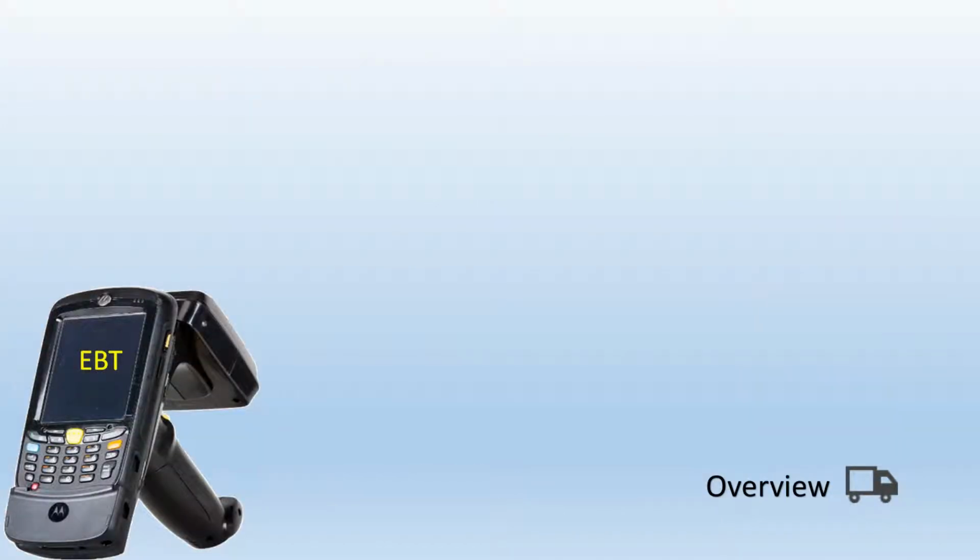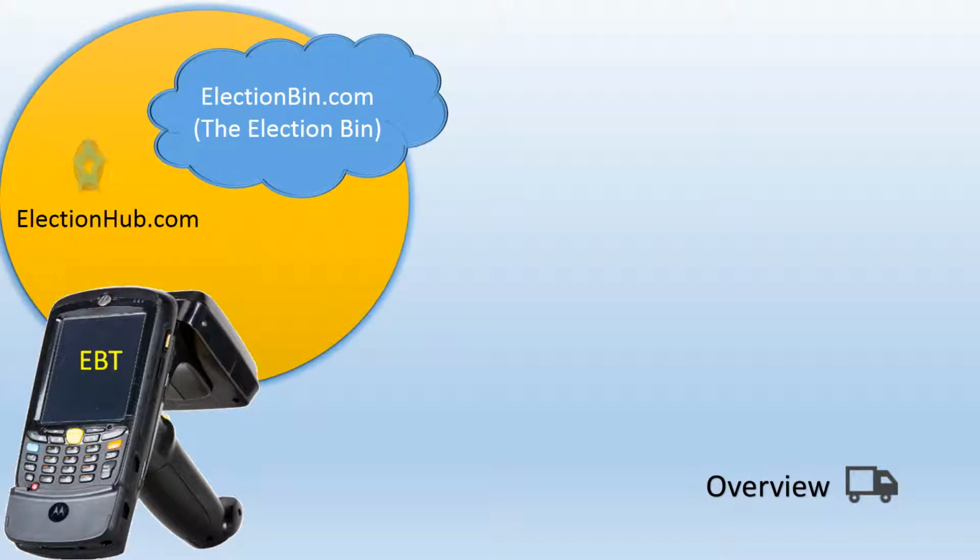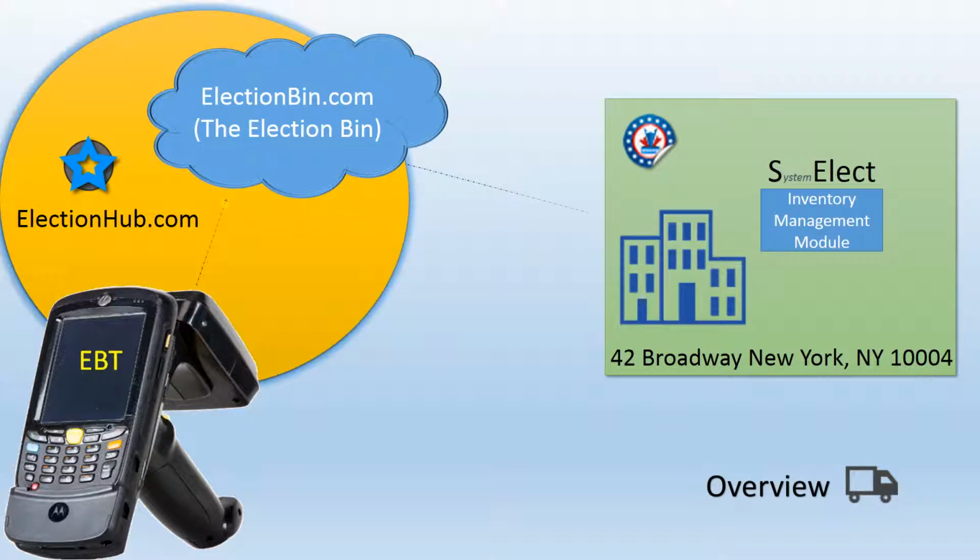Your EBT device is connected through the Internet to a website that manages election asset information, called electionbin.com, or simply the Election Bin. The Election Bin is a spoke web application. It is a member of the Election Hub orbit of election websites. The Election Bin is connected via the web to the Board of Elections System Select for short, to exchange data to and from its inventory management module.